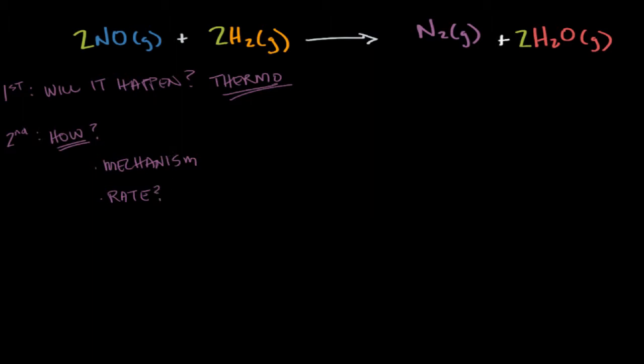And just like the first question was answered by a study of the thermochemistry, the second question is answered by an area of chemistry called chemical kinetics. And the area of chemical kinetics that I want to talk about in this video is the rate. And the rate is going to answer for us how quickly do all these little reactants, the nitric oxide and the H2, collide to form the products.